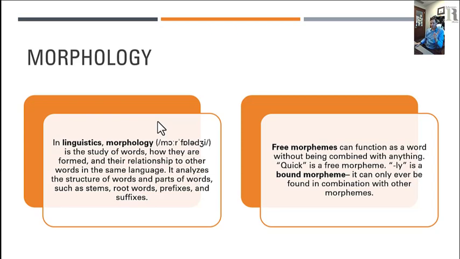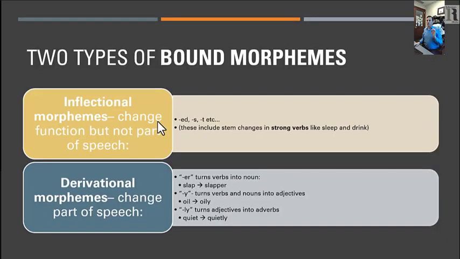Now there are two types of morphemes. There are free morphemes. These can function as a word without being combined with anything. Quick is a free morpheme. Ly is a bound morpheme. I can say do it quickly, right? But ly can never stand as a word on its own as such. It is a bound morpheme. It can only ever exist when it's connected to another. So there are two types of bound morphemes then.